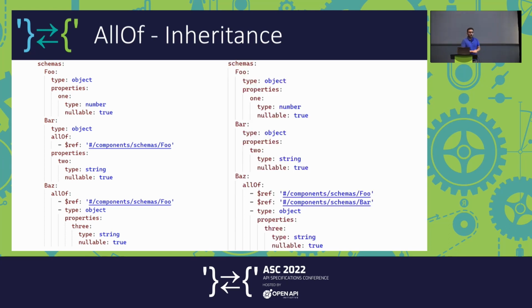But then, what happens if now I have baz that inherits from more than one parent, and my target language does not support that? Well, I'm stuck here. I don't know what to do to generate things accurately.